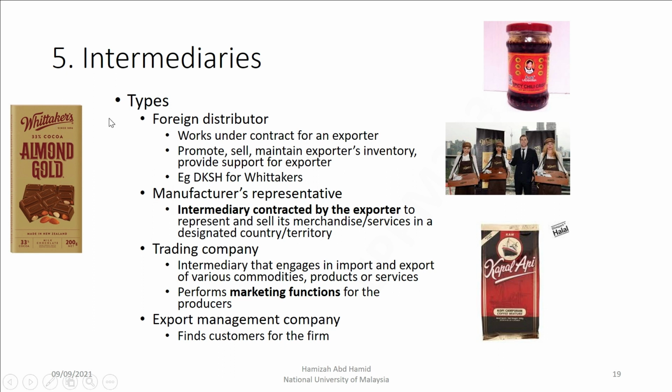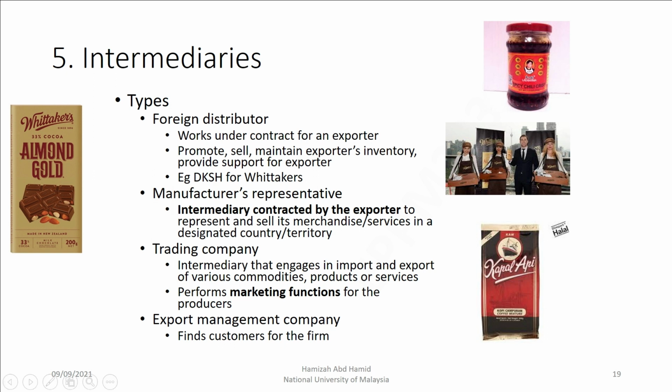Mungkin tak ada komitmen lagi nak buat satu syarikat atau satu kilang dekat Malaysia, so they went to a foreign distributor. Next is manufacturer's representative. This is an intermediary contracted by the exporter to represent and sell its merchandise or services in a designated country or territory. Next is trading company. It is an intermediary that engages in import and export of various commodities, products or services. They also perform marketing functions for the producers.